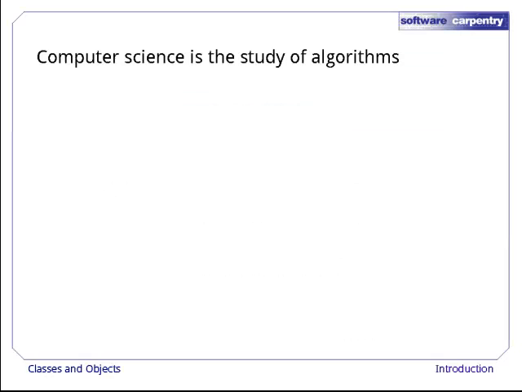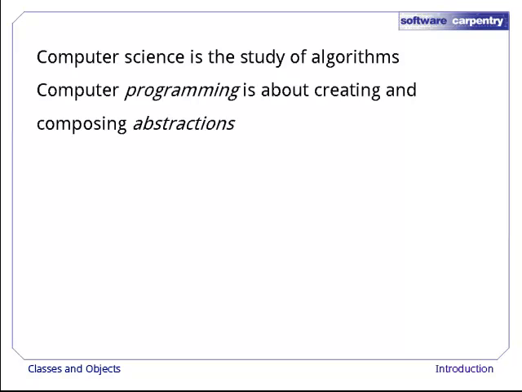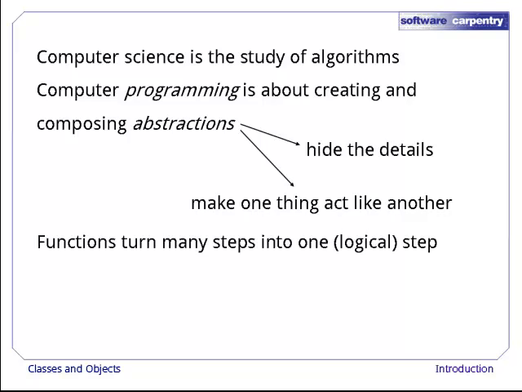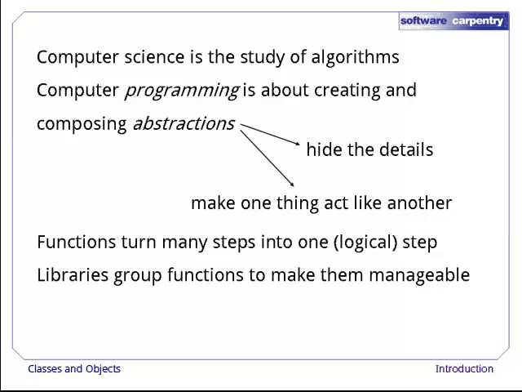Computer science is many things, but at its heart, it is the study of algorithms. Computer programming is also many things, but when everything else is cleared away, it is about creating and composing abstractions. An abstraction is something that hides details or makes one thing act like another so that we can use them interchangeably. We have already met functions, which turn many steps into one larger logical step, and libraries, which group functions together to make them more manageable.